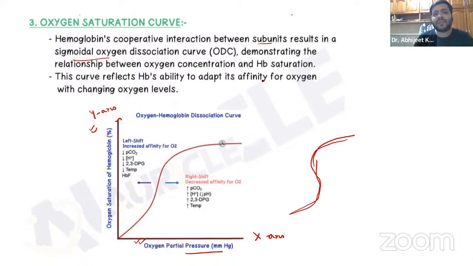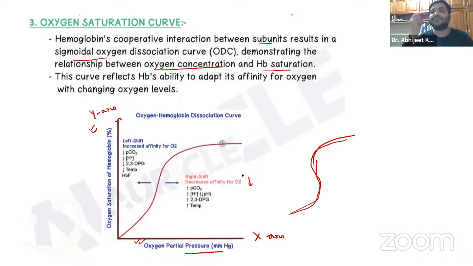So this graph is between the oxygen concentration and the hemoglobin saturation. Now, this curve basically reflects the ability to adapt the affinity for oxygen with changing oxygen levels. So it can go to a right shift and it can go to a left shift. Whenever this graph is shifted to the right, there is decreased affinity for oxygen.